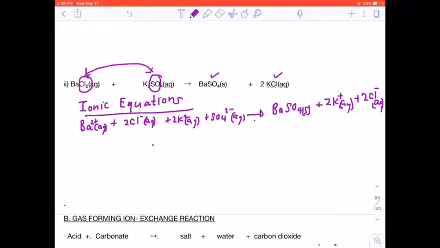Right, so that's our equation, and if we look at it, is it balanced? Yes, it is balanced. If we look at our charges, 2 positive, 2 negative, right? So this side, as far as charges are concerned, it's neutral. And on the right hand side, it's 2 positive plus 2 negative. It's also neutral.